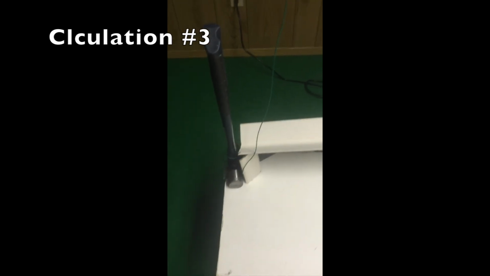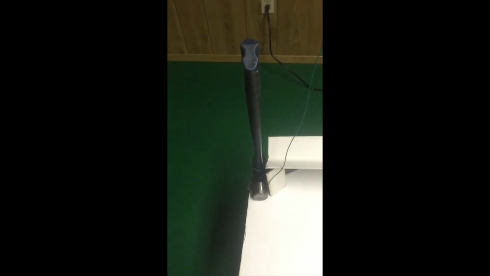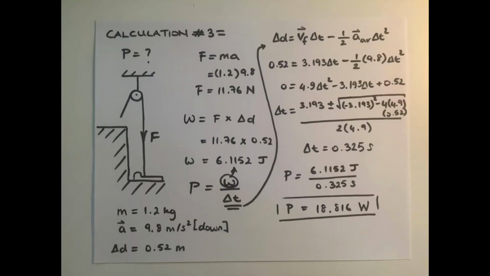For my third calculation, I'm going to be calculating the power that the hammer generates as it falls from the top of this wood to the floor. First, I weighed the hammer, which turned out to be 1.2 kilograms, and I used that mass to find force and force to find work. Then I calculated the time it took to hit the ground using the final velocity I found for the last calculation, calculation number 2, and then using that delta T value and the work value, I found power.